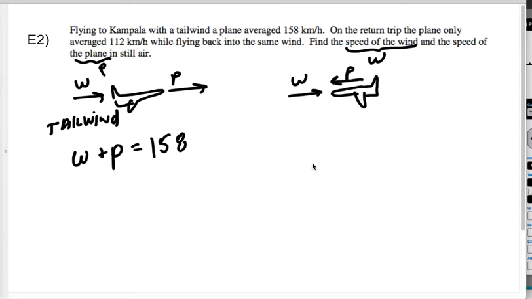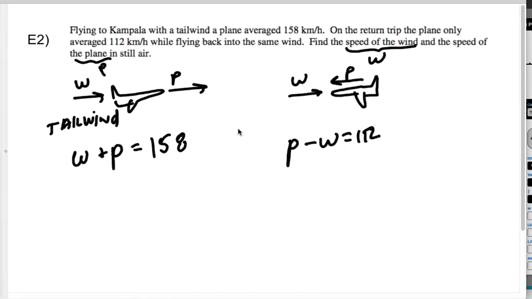Well, now the plane's got to work against the wind, right? Now the plane's obviously winning. The wind is not pushing the plane backwards, right? So the plane minus the wind, because the plane is clearly the bigger number, right? The plane is moving forward, is going to be 112. That's not how you write a 1.